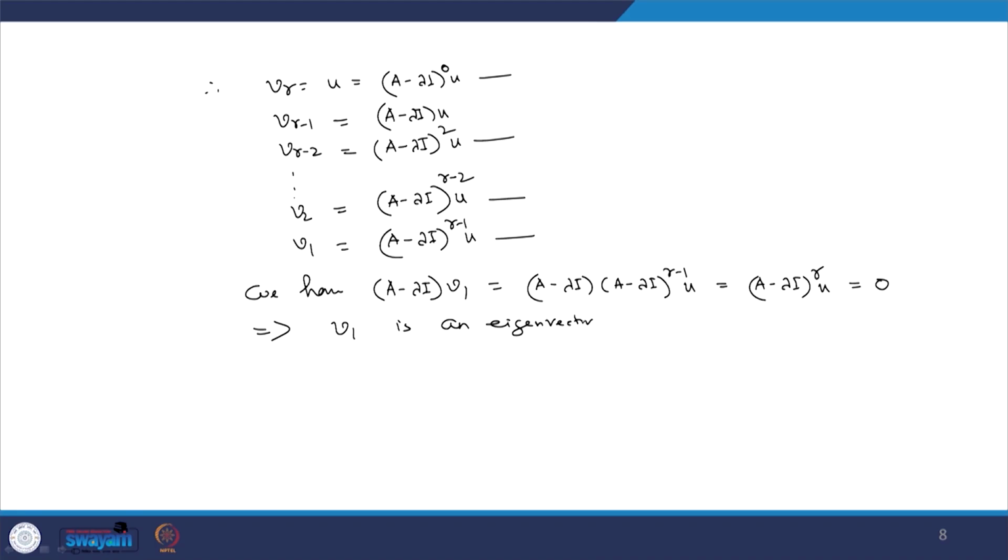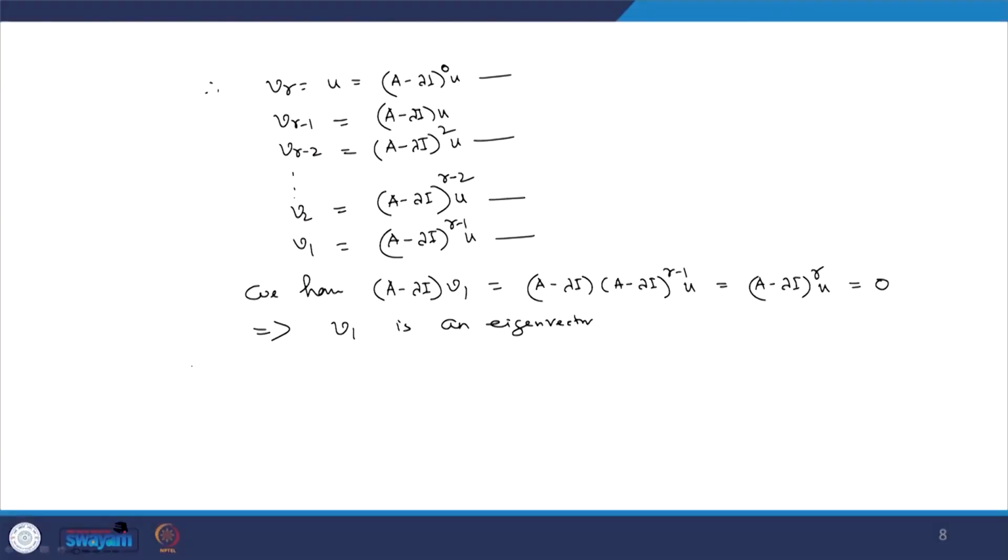So, what can you say about V2? Will it be an eigenvector? No, V2 cannot be, because I cannot say that (A − λI) operating on V2 will be equal to 0. You can see it. That is equal to some non-zero vector. So, V2 cannot be an eigenvector.